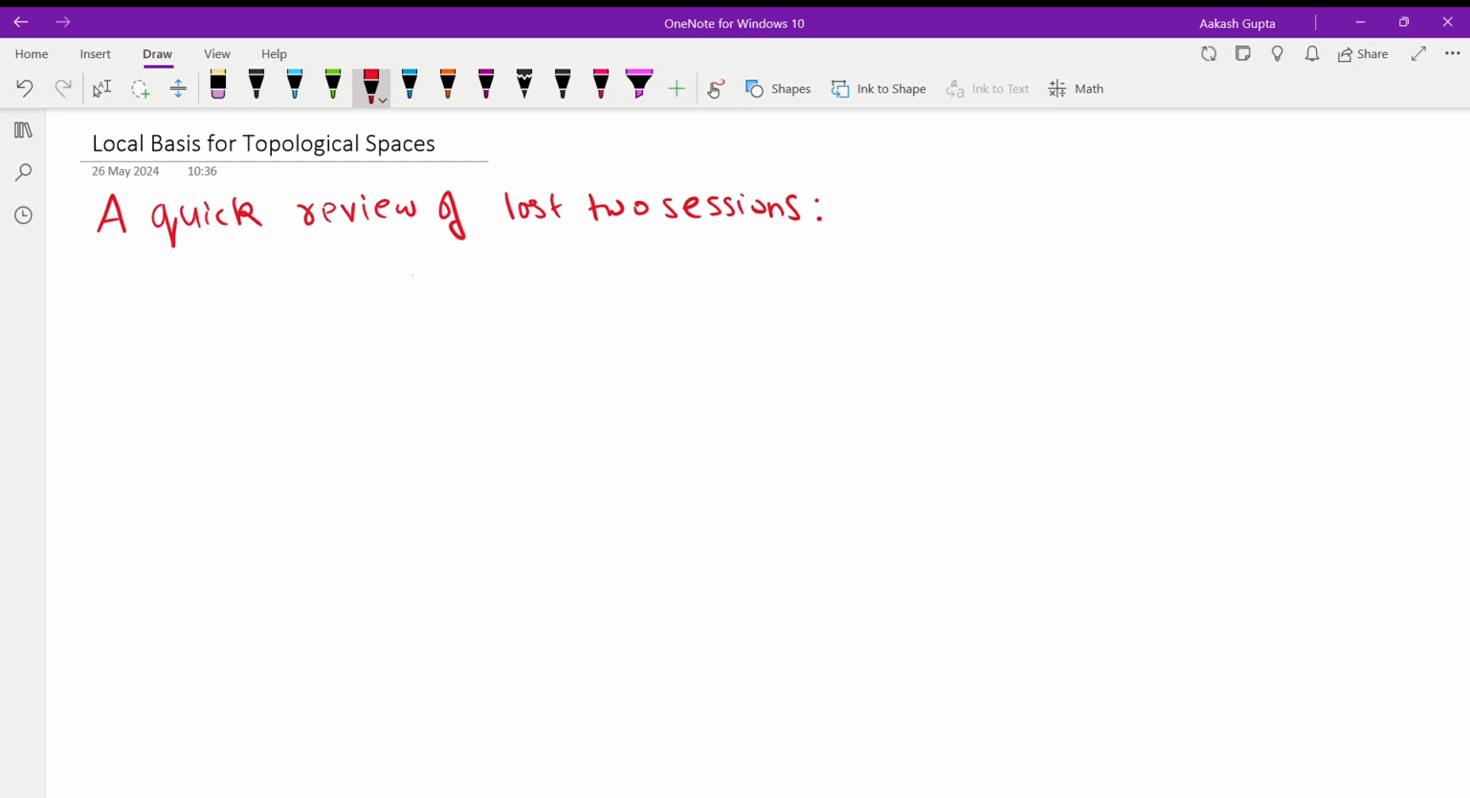So let us continue our discussion on basis for topological spaces. Today we are going to learn about something called local basis or neighborhood basis. Before that, let us begin with a quick review of the last two sessions. Basically, let me quickly recall what we have learned.